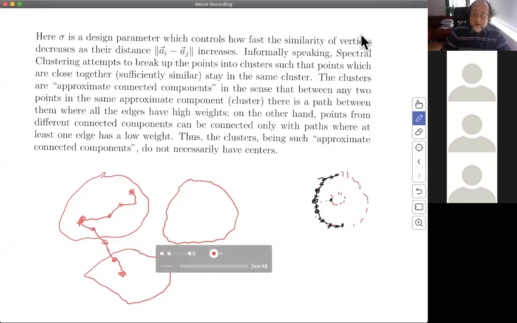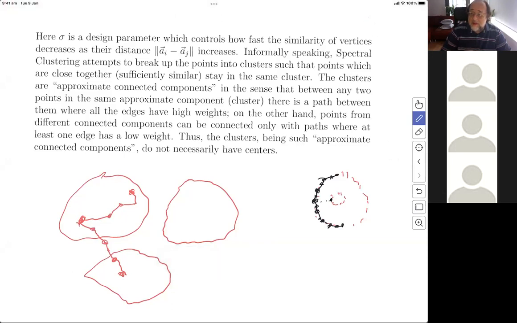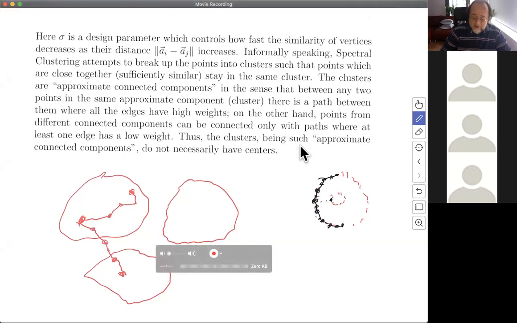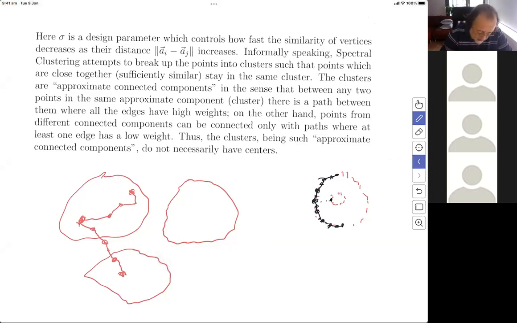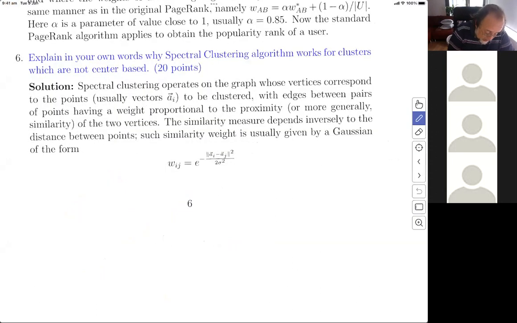So what I was telling you is, I'll just very quickly repeat what I have said. So this is the usual way how the weight decreases with the distance.